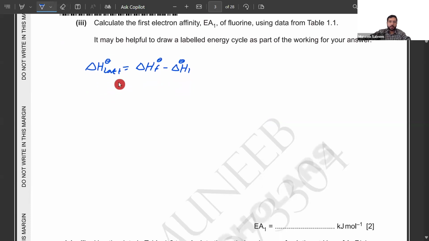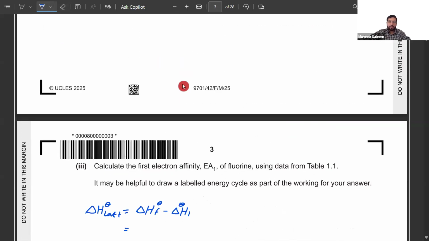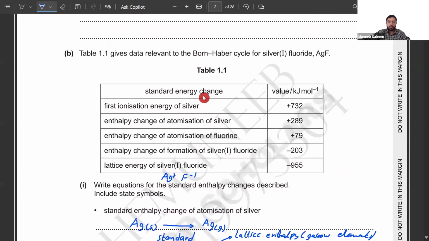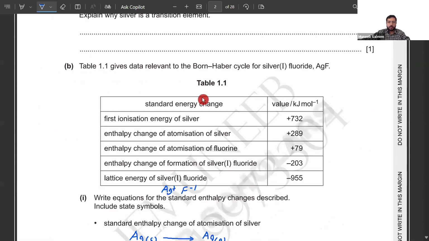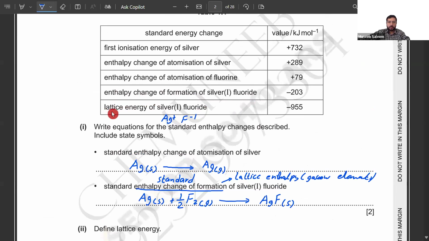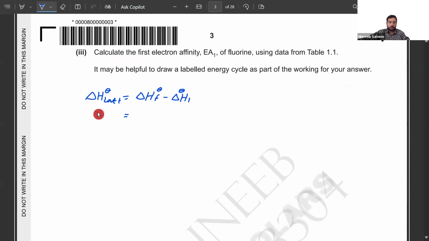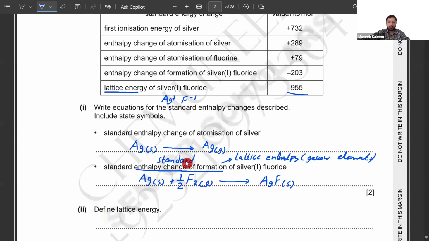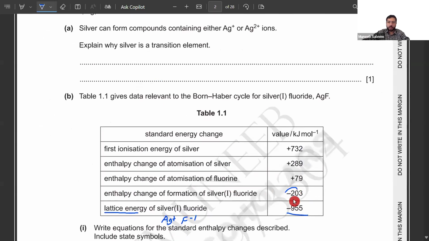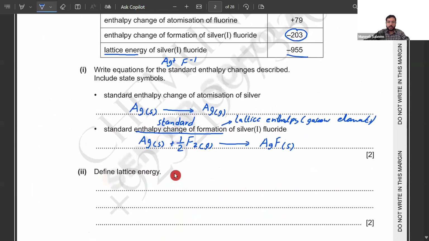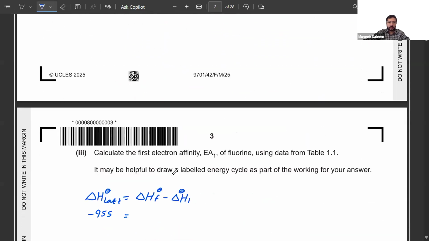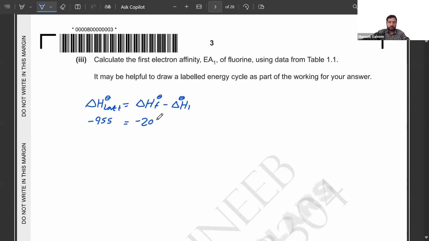Now applying this formula, we have the values of delta H lattice from the table. So if we go back, and this is the table, delta H lattice enthalpy value is given here, minus 955, sorry. And for enthalpy of formation, that's also given in the table, which is minus 203.